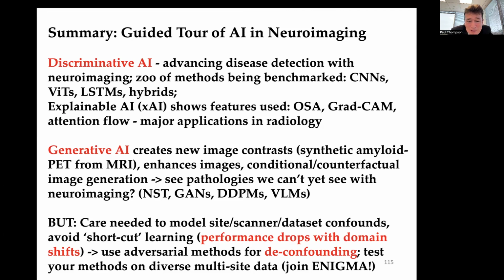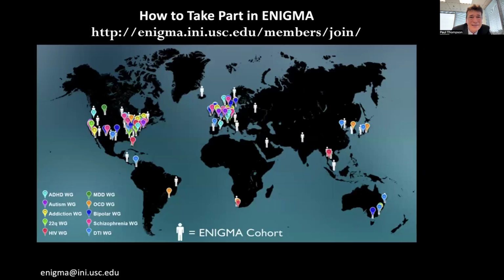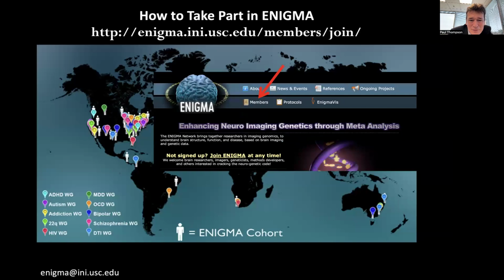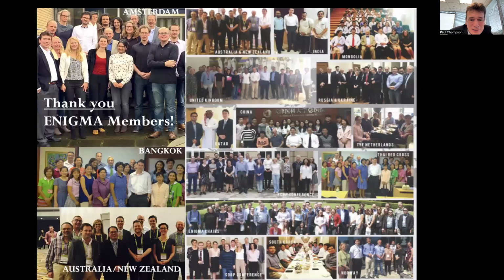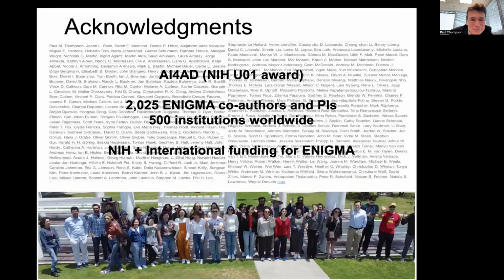If you would like to test your methods on diverse multi-site data, you can join Enigma. This is Enigma, and there's the website. If you've not signed up, you can sign up to learn about the projects going on in Enigma. And the people scanning as part of Enigma are all over the world. You can see many of the people scanning here. So this would be a tremendously valuable data set to test different AI methods.